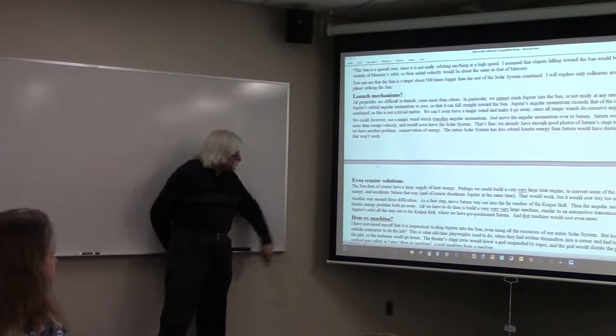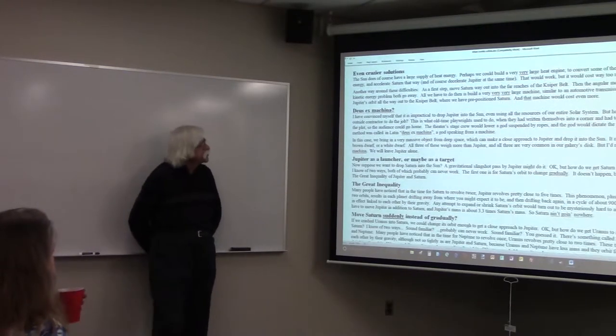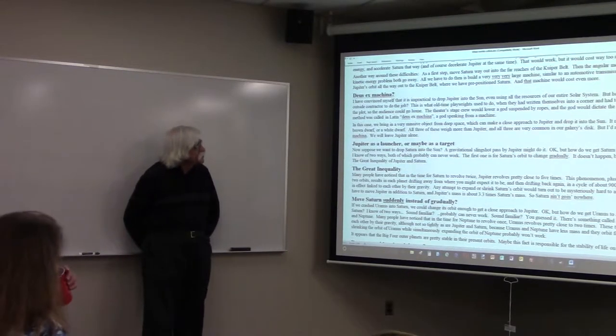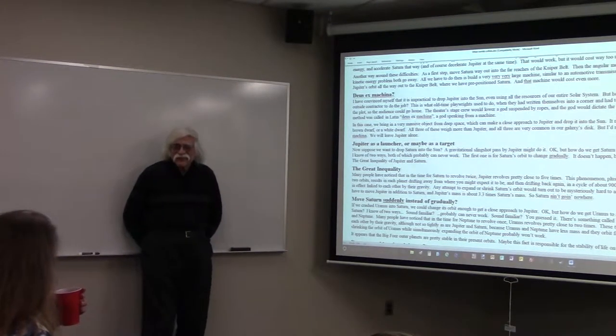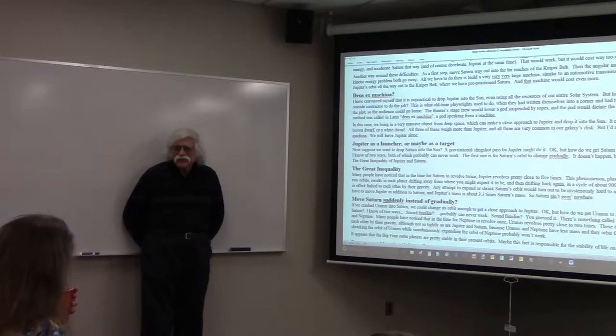And down here, it says Deus Ex Machina, God from a machine. And if we wanted to drop Jupiter into the sun, we could do it. We have to bring in an outside contractor to do it, because the solar system resources can't do it. So if you brought in a white dwarf star from interstellar space, or a brown dwarf, or a red dwarf, any one of those three, you could do a slingshot around Jupiter and drop Jupiter right into the sun. But nah, I'm not going to do that. I'm going to leave Jupiter alone.